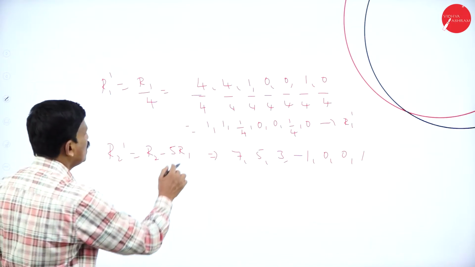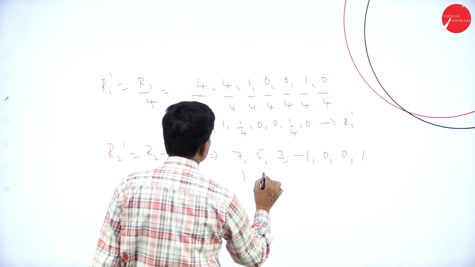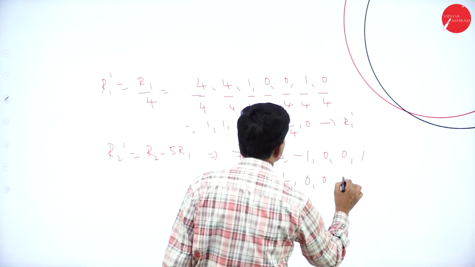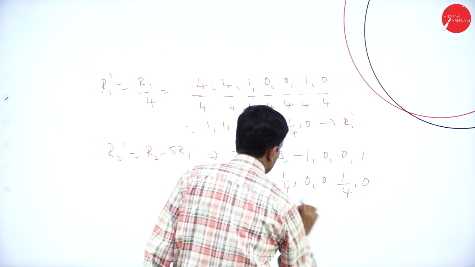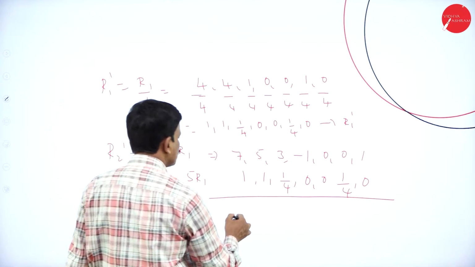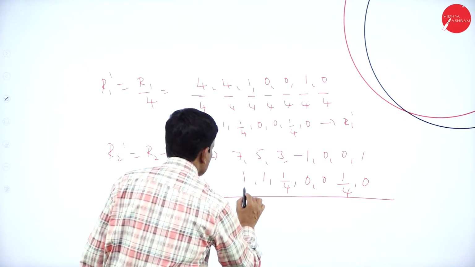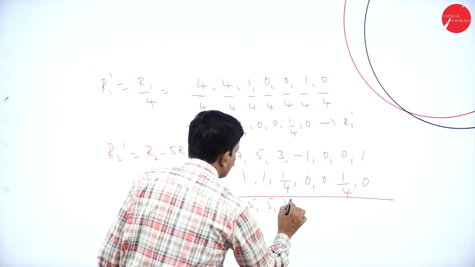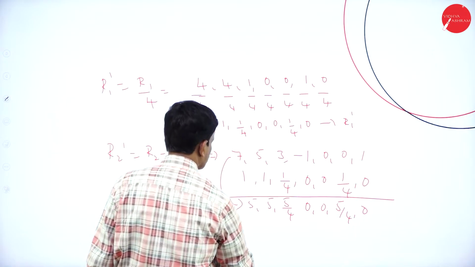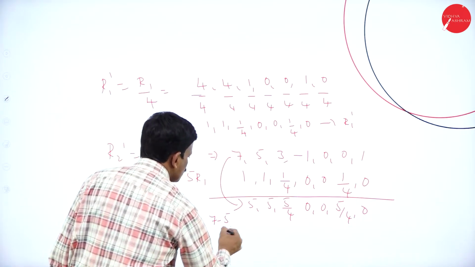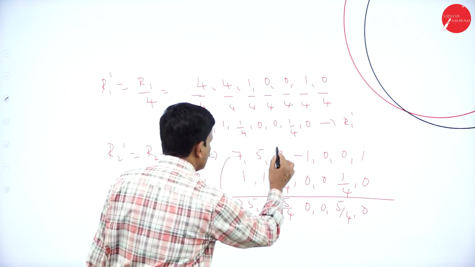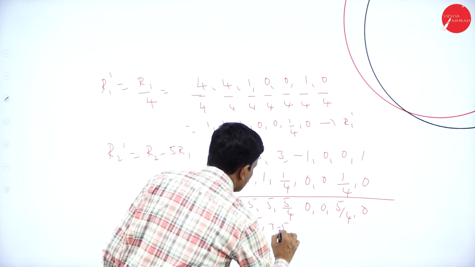Now consider these new elements, that is 1, 1, 1 by 4, 0, 0, 1 by 4 and 0. Now just multiply this with 5, that is 5 R1. What are you going to get? This is 5, 5, 5 by 4, 0, 0, 5 by 4 and 0. Now subtract these two. I will write the steps for your convenience. 7 minus 5, this is 5 minus 5. Again, 3 minus 5 by 4.